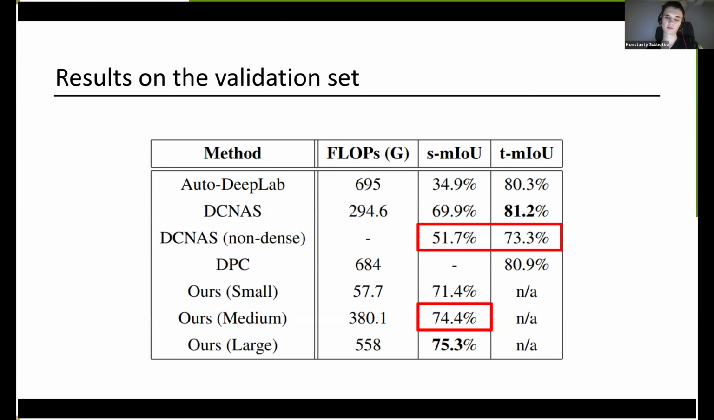Unfortunately, we did not have enough time nor compute to conduct more experiments or to implement, train, and tune the dense variant of DCNAS. So this is something to work on maybe in the future.